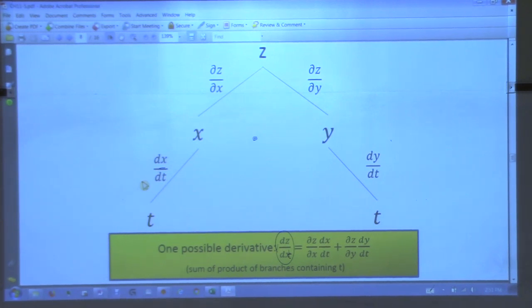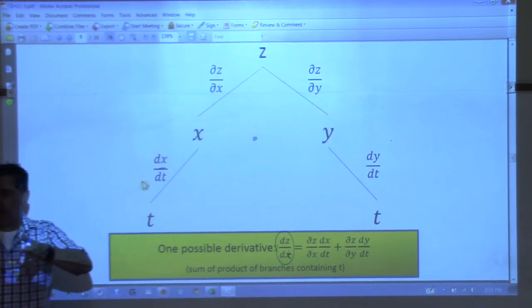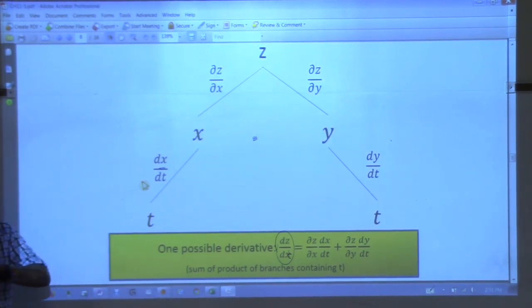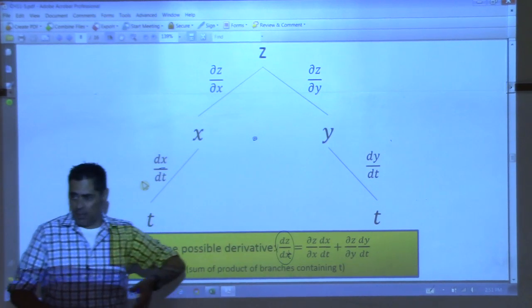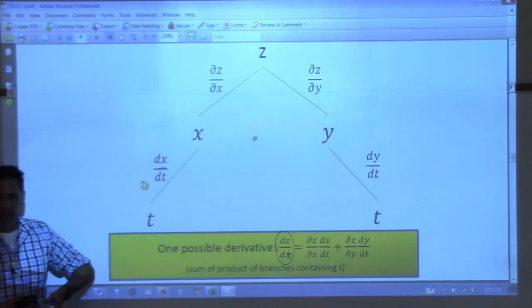Why is it not a partial derivative? Because it depends on t only. You don't have to hold anything constant to get it, right? You don't have to hold some other variable constant to get this. Does that make sense or not?